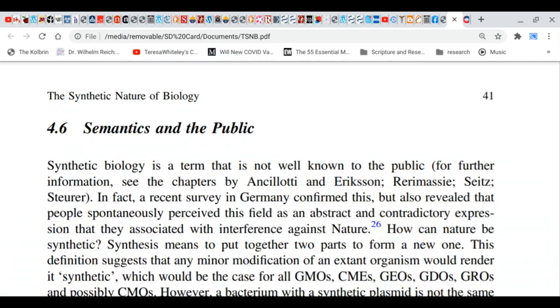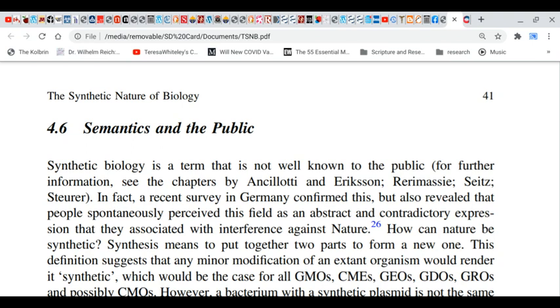Semantics in the public. Synthetic biology is a term that's not well known to the public. In fact, a recent survey in Germany confirmed this, but also revealed that people spontaneously perceive this field as an abstract, contradictory expression that they associated with interference against nature. How can nature be synthetic?